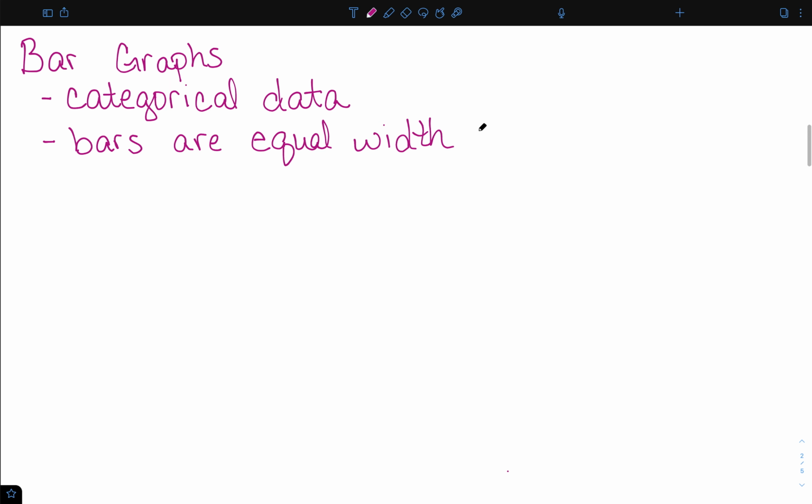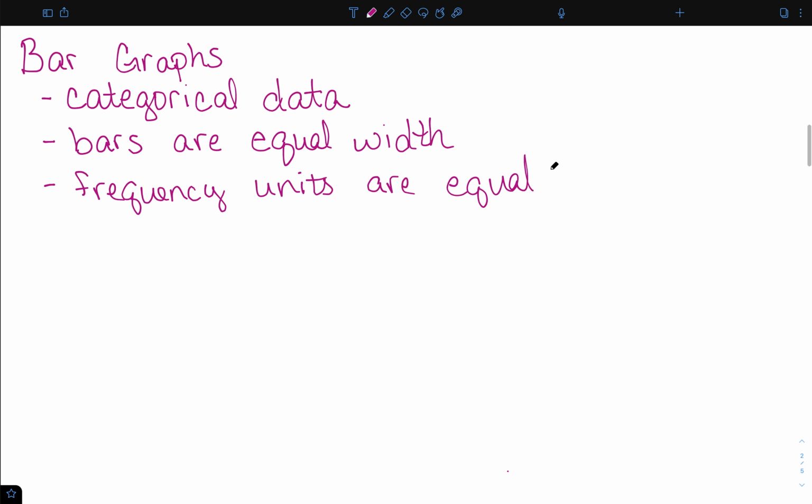The bars for a bar graph should be of equal width. In addition, the frequency units should be equal in size. And finally, the bars on a bar graph should not be touching. So let's look at an example.